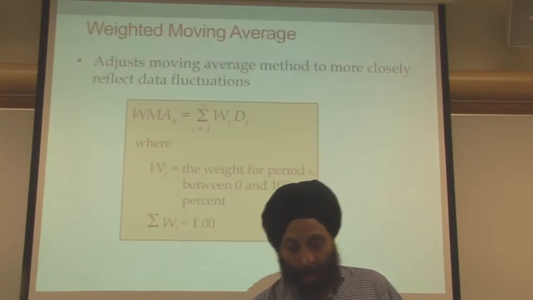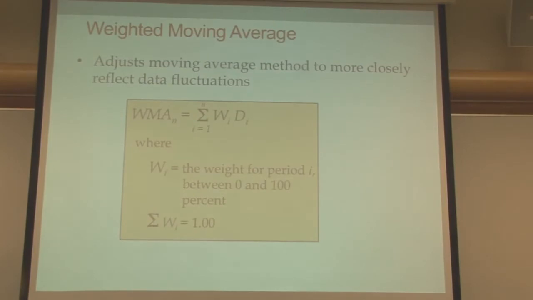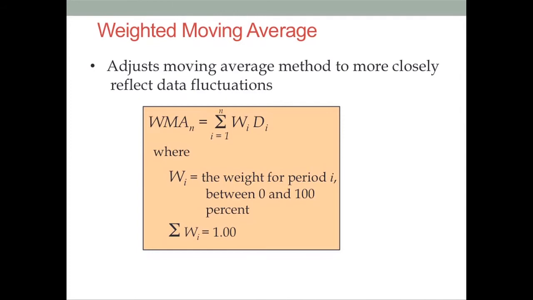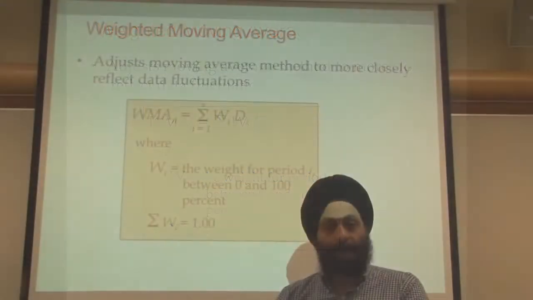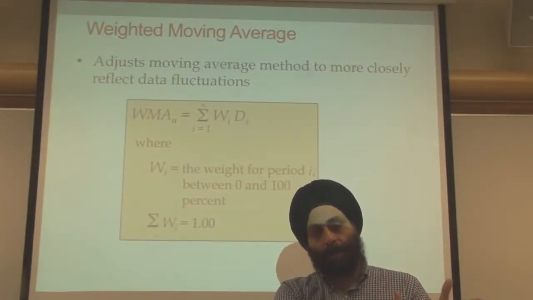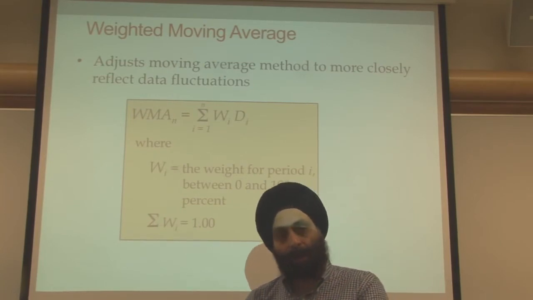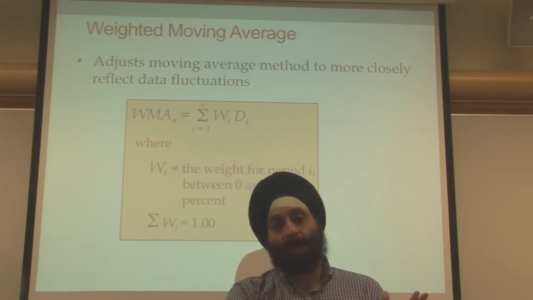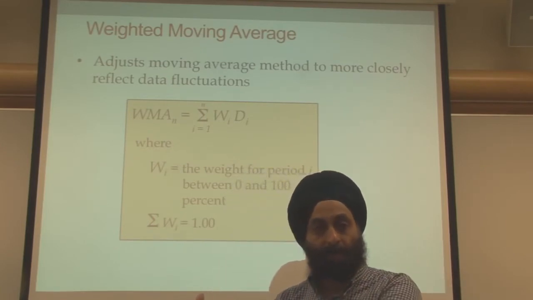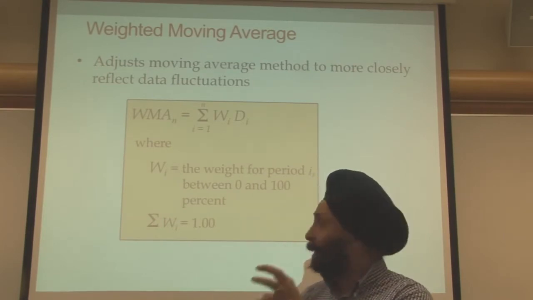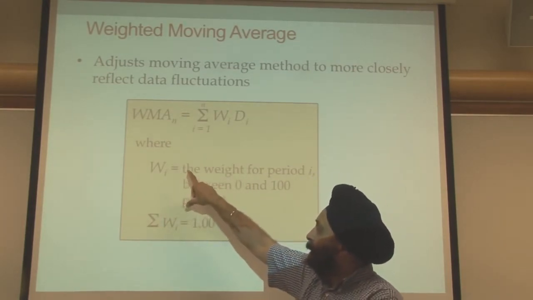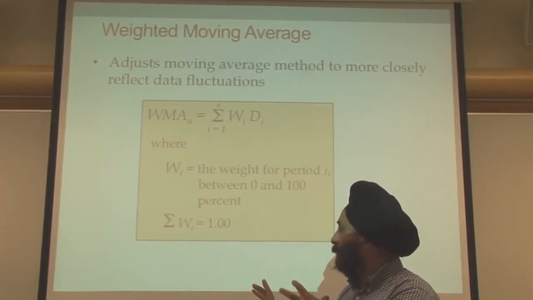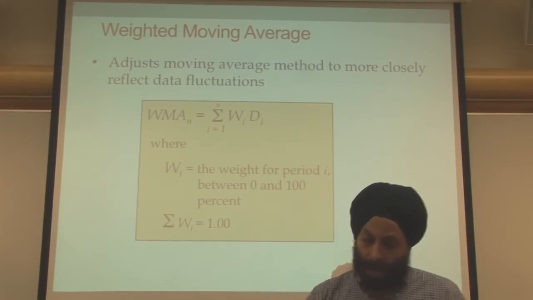Now let's go ahead and look at the weighted moving average. In a simple moving average of 3 months, each previous month was weighted as 1/3, 1/3, 1/3. Or for a 5-month moving average, each month was weighted as 1/5, which is 20% each. Over here, these weights are different for each month, and still they add up to 100%, that is, they all add up to 1 in this case.